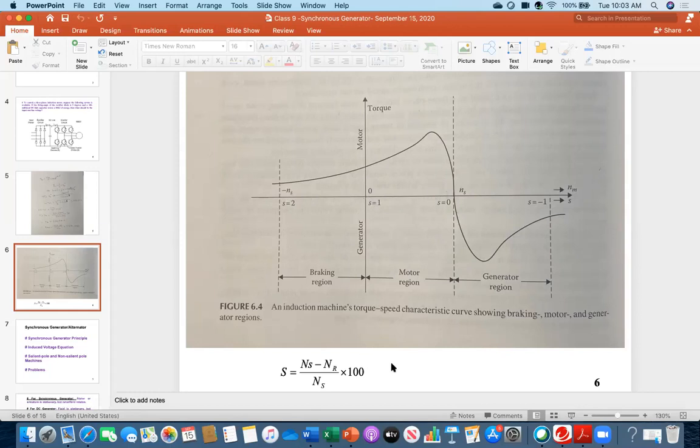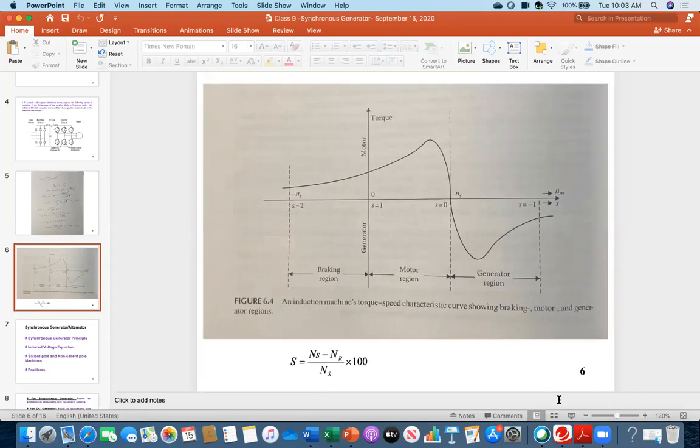Now look at this equation. You all know this is the slip equation: (ns minus nr) over ns, where ns is the synchronous speed and nr is the rotor speed. At this point, you see it is written 0. 0 means the speed is 0. You are applying voltage and current to the stator circuit, but the motor is still not running. That is the meaning.